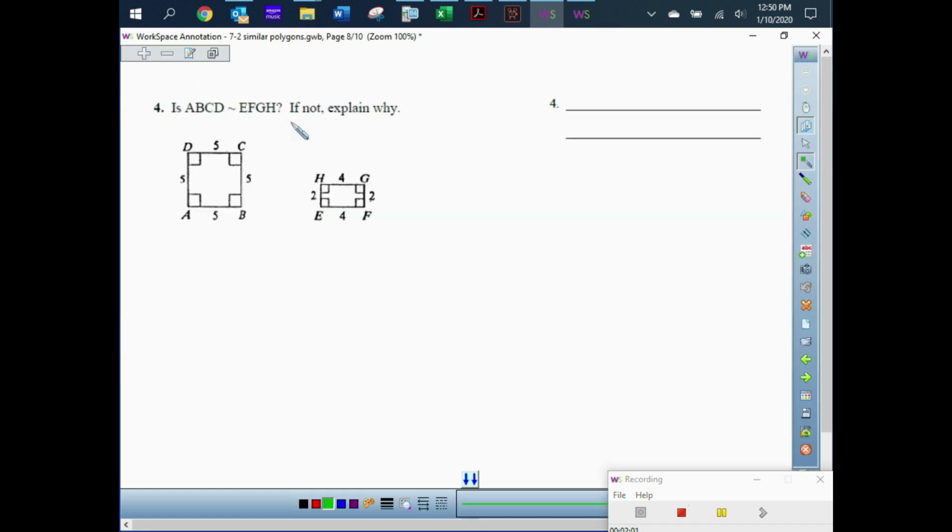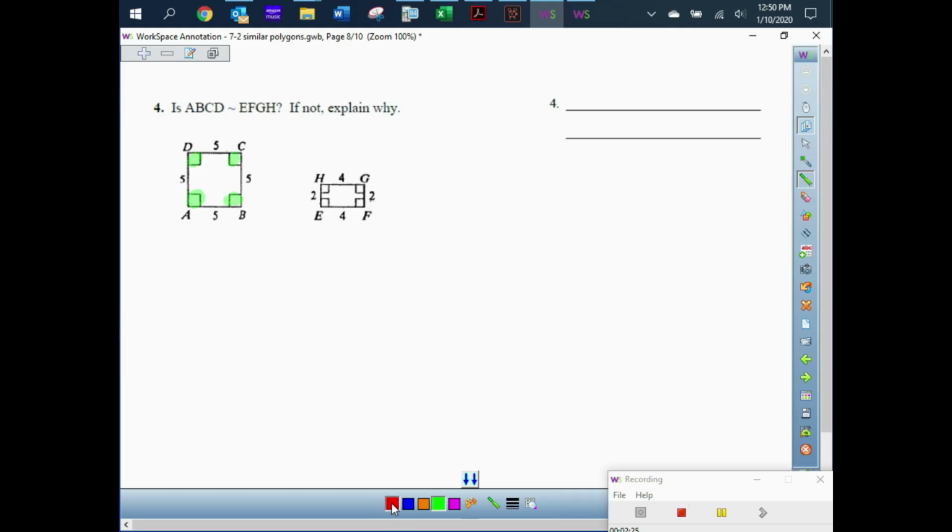Then they ask if ABCD is similar to EFGH. If not, explain why. Well, guys, there's only 2 rules to be similar. We totally wrote that on the front side of our paper. The 2 rules are if corresponding angles are congruent to each other. So you can see all the angles are 90 in this. So of course, corresponding angles are going to be congruent to each other.